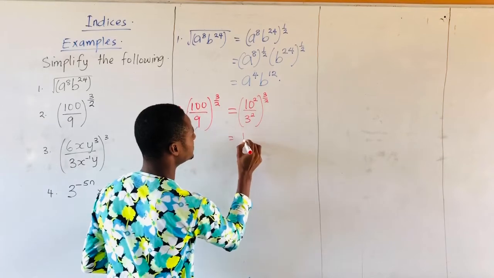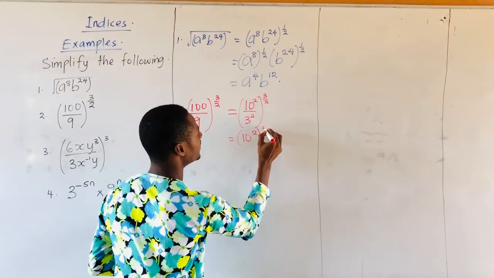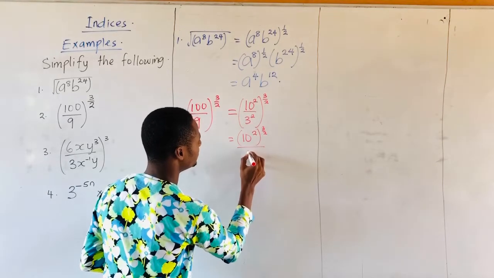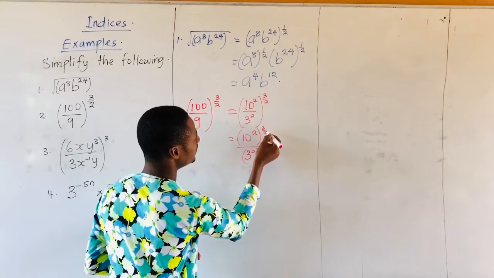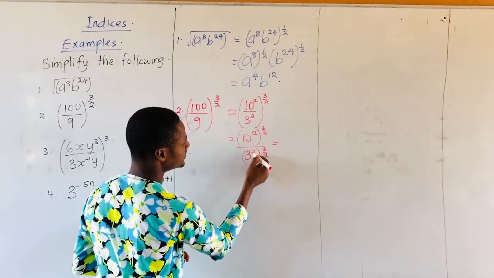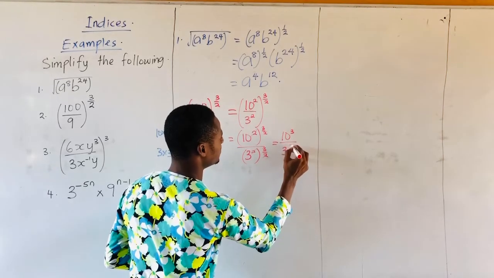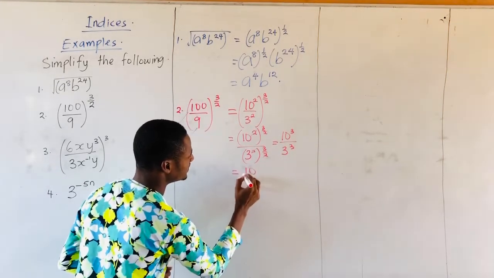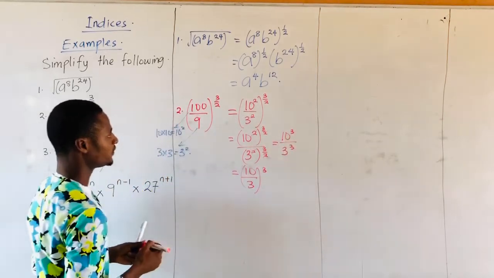This will give us 10 squared, all raised to the power 3 over 2, divided by 3 squared, all raised to the power 3 over 2. And that will give us 2 cancels 2, 2 cancels 2. So we have 10 to the power 3, 3 to the power 3. And then that gives us 10 over 3, all to the power 3, since they have a common power.